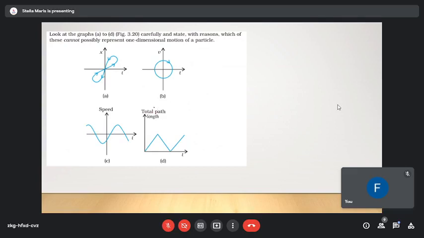Okay. See here, the total path length is here, and this is time. And here it shows the path length is decreasing with time, which is not possible. So we are saying it is not a one-dimensional motion, right? I'm saying, what if I scratch this path length and make it position along the y-axis? So what will you say, whether it is one dimension or not?